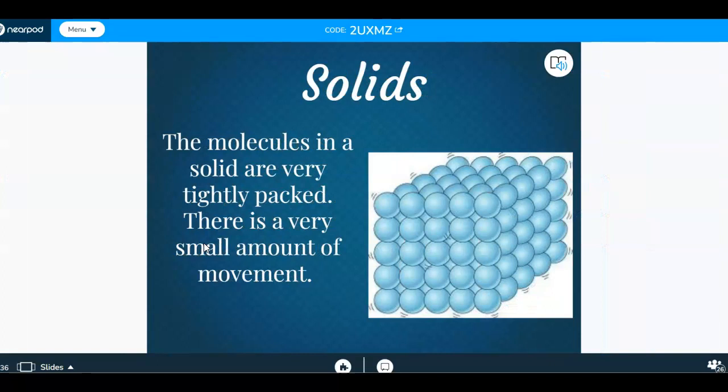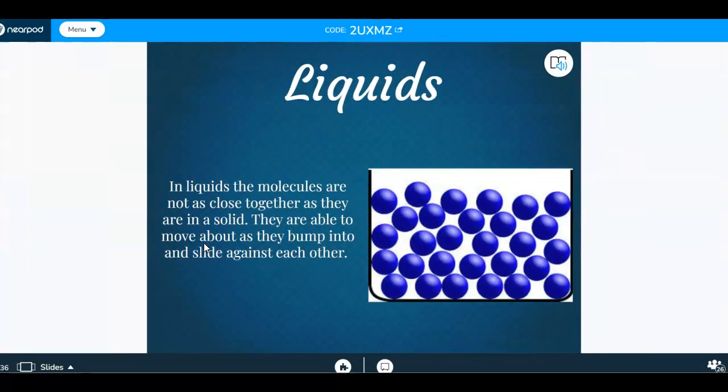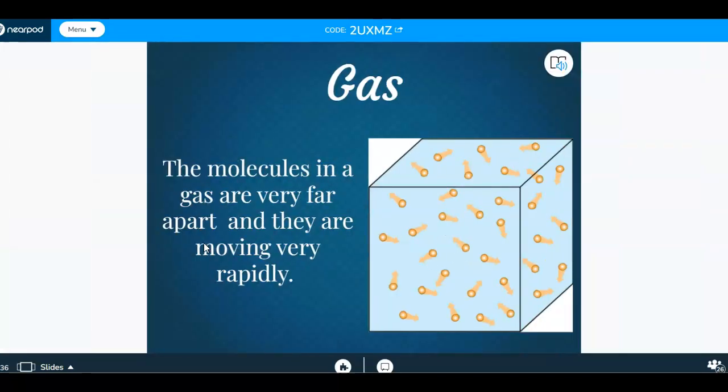Solids. There's your solid, another good example. Liquids are here. And then gases. We've spent all this time reviewing solids, liquids, and gases.